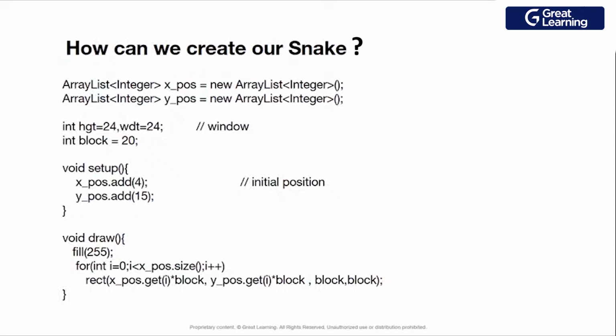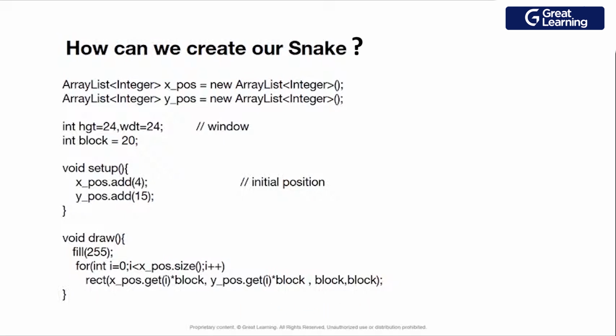Once we are done with height, width and the block, we will put these values in our array lists. That is the starting pointer, the location from which it starts, which is 4 and 15. This is the x position and this is the y position: 4 is the x position and 15 is the y position.